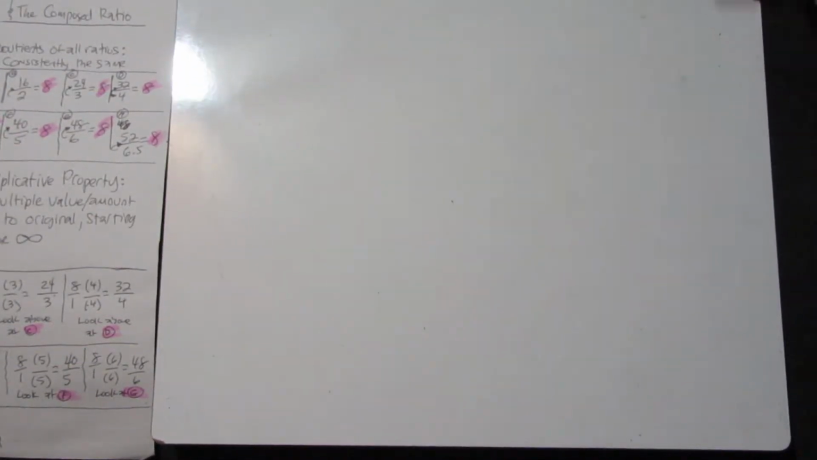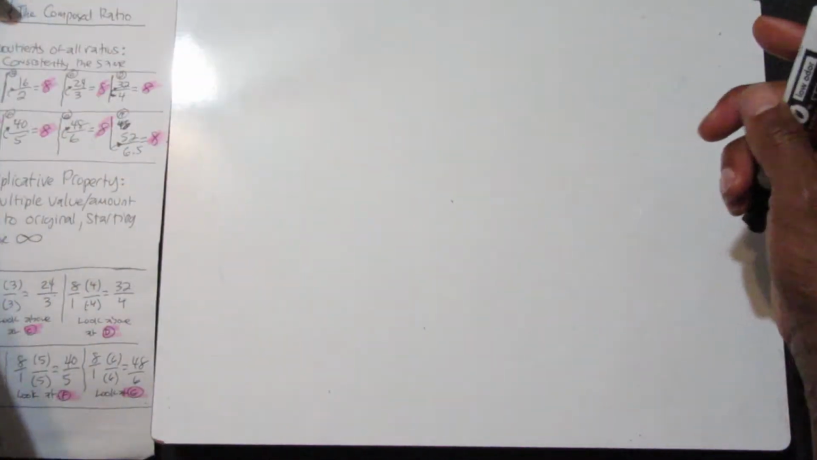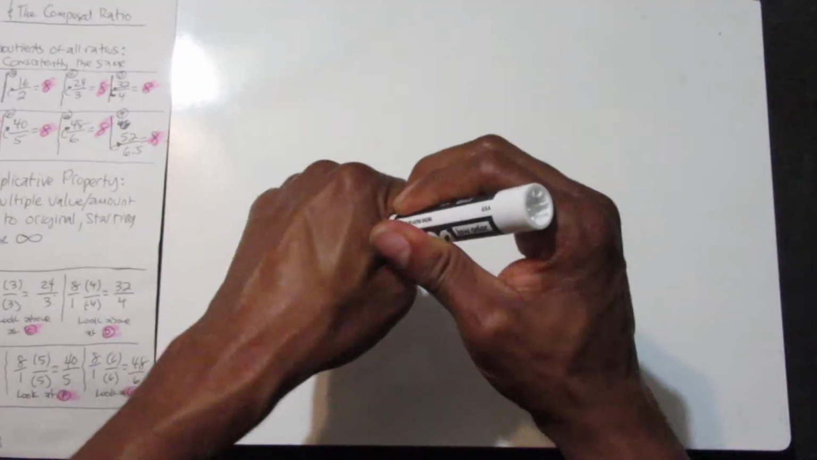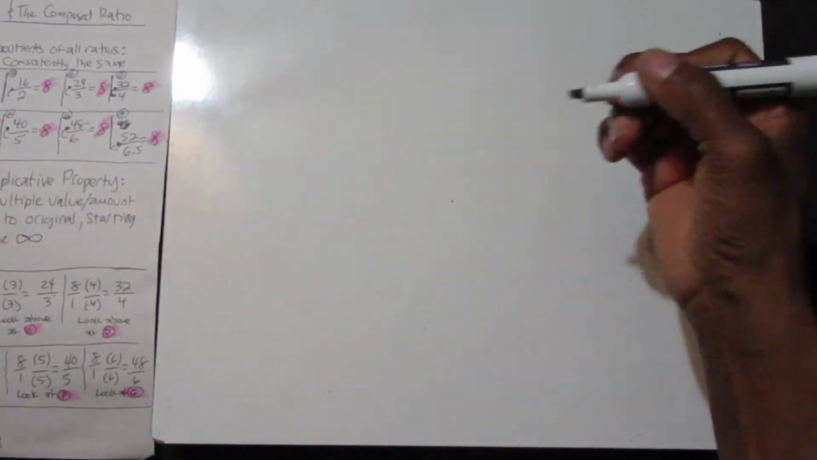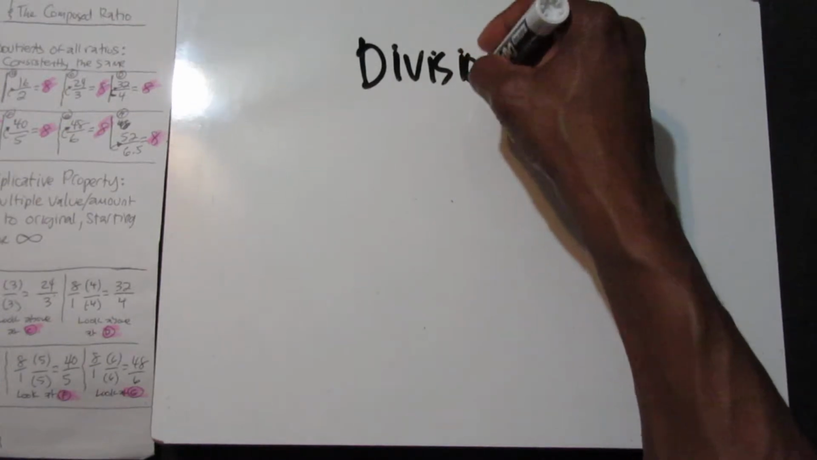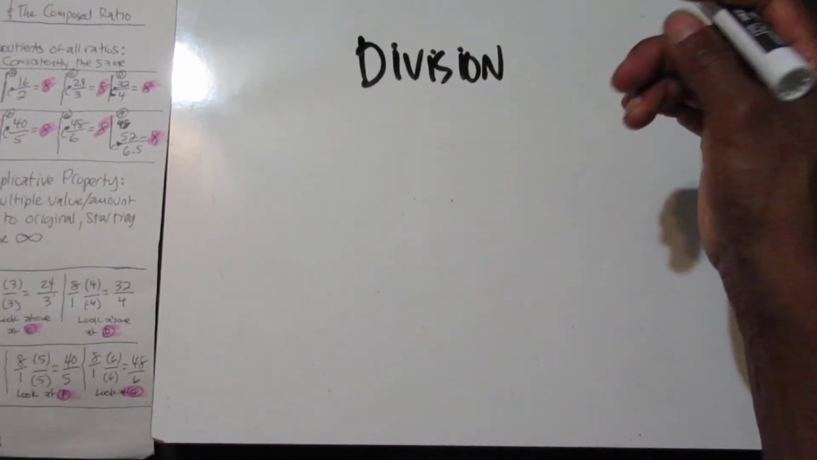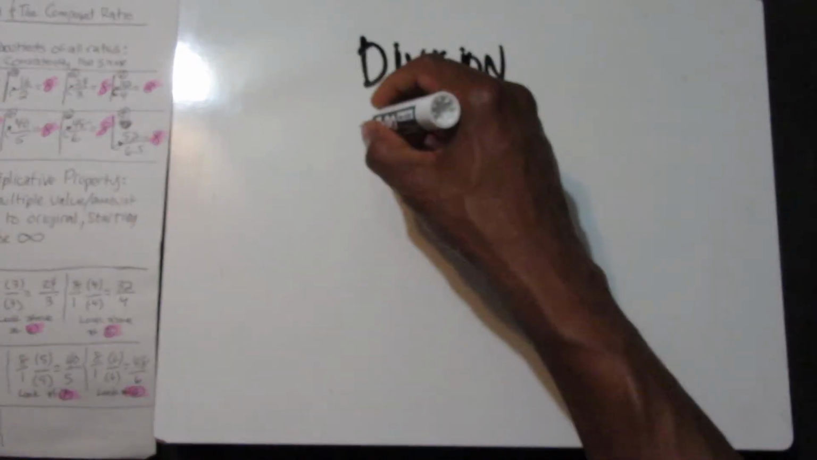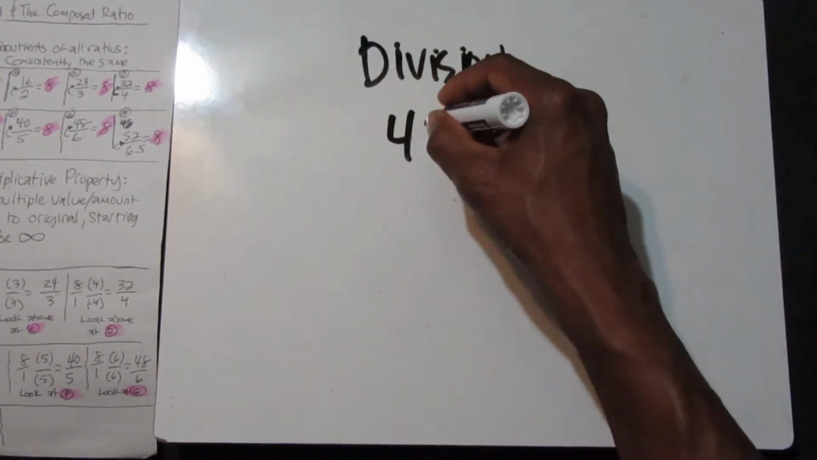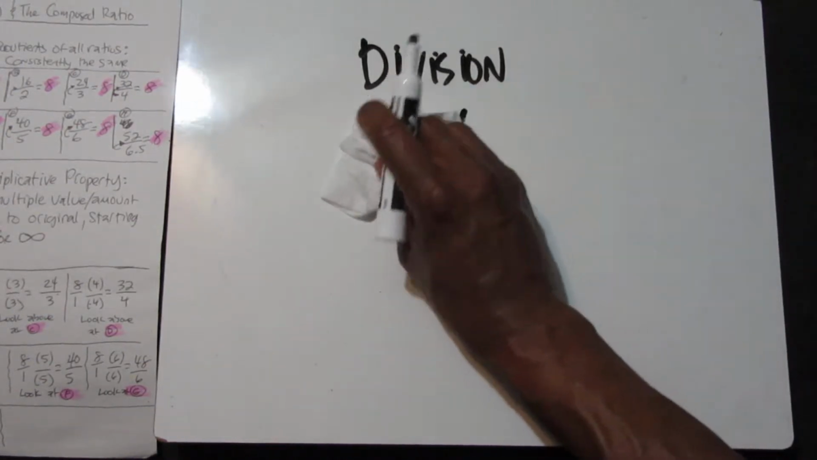All right, so with that said, let's go over this challenge, identifying proportional and non-proportional relationships in tables. You're going to need what we call some foundational math skills, and the first of these is division. A foundational math skill is the ability to add, subtract, multiply, and divide whole numbers. So let's say 4 plus 4. Well, let's use division, so we're talking about division.